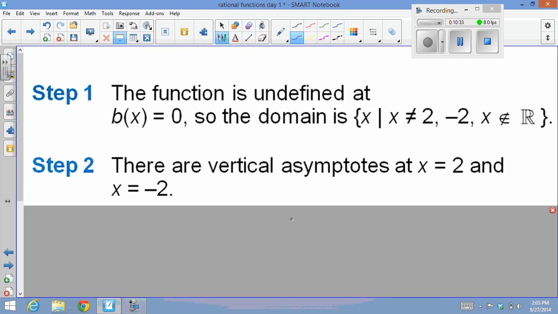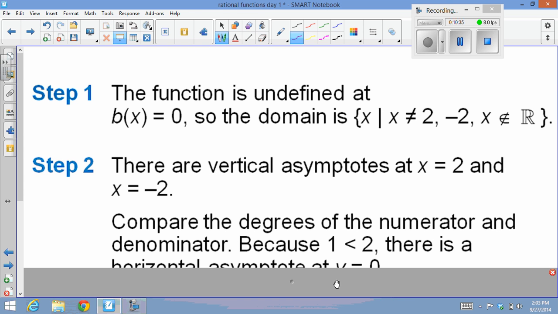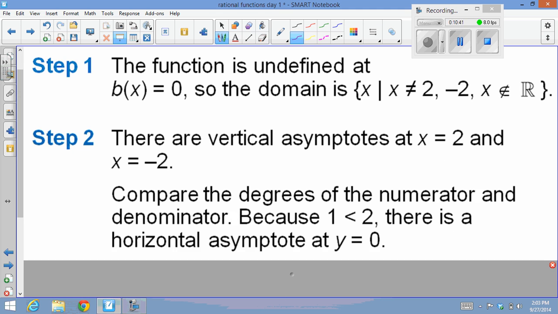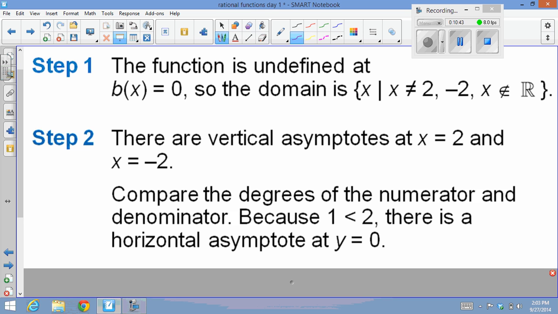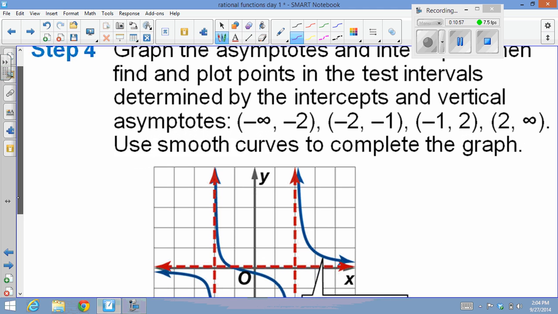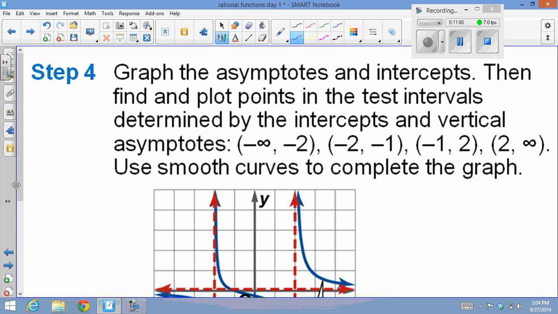I know that it's going to be undefined, so there's going to be my domain, where x is the reals, but x can't equal 2 or -2. I know I have vertical asymptotes at x equals 2 and x equals -2, and a horizontal asymptote at y equals 0. And then I would graph all of that information, and there is my graph.